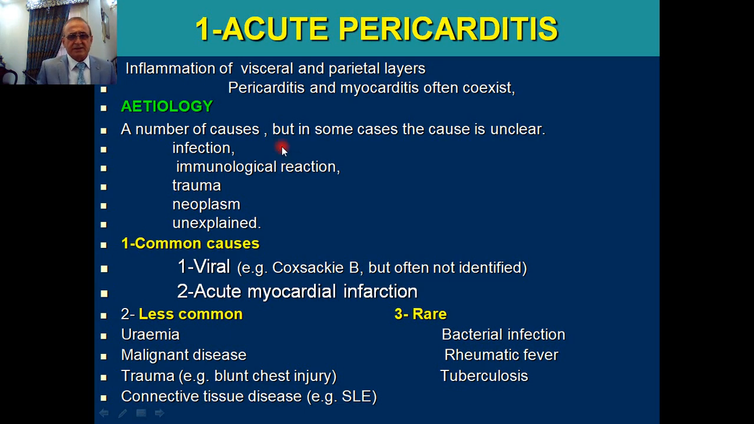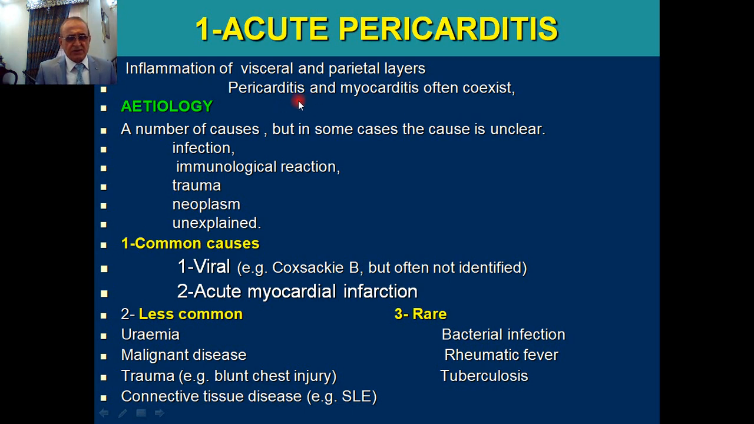Now, the first entity is acute pericarditis. This, as the name implies, is inflammation of the pericardium. As you have inflammation elsewhere in the body, for example, acute hepatitis, acute pneumonitis, acute encephalitis, etc. This is inflammation of the pericardium, where both the layers, the visceral and parietal layers, are involved, and sometimes the inflammation extends to the myocardium, and pericarditis and myocarditis coexist.